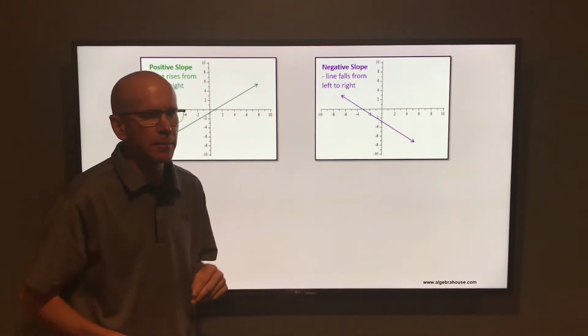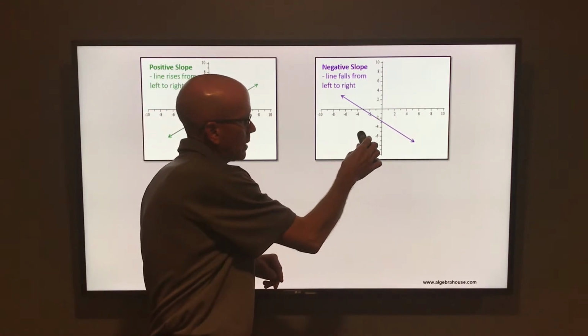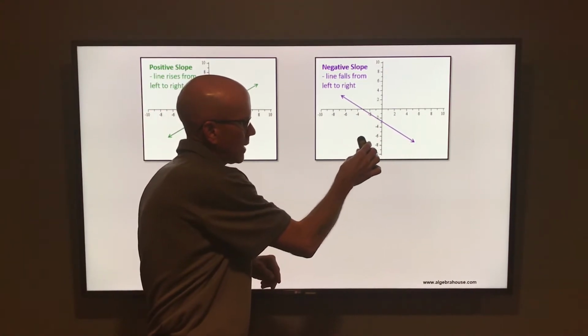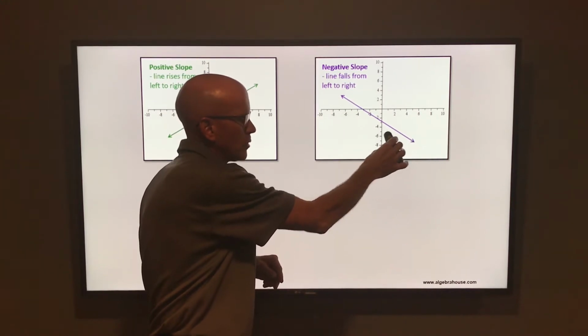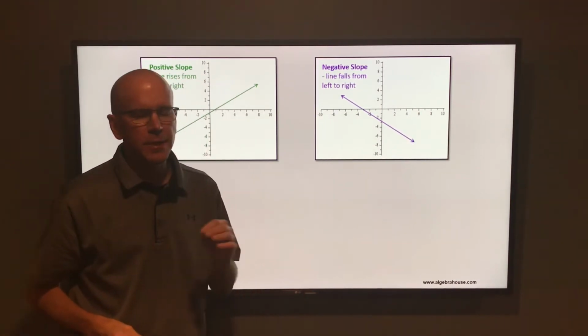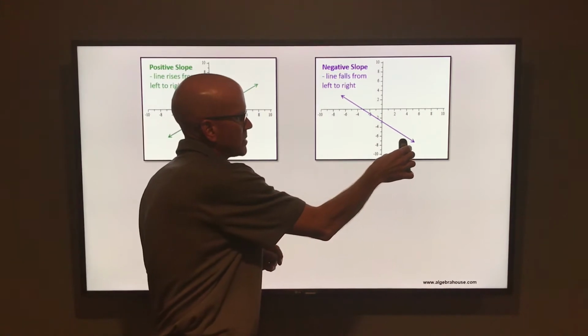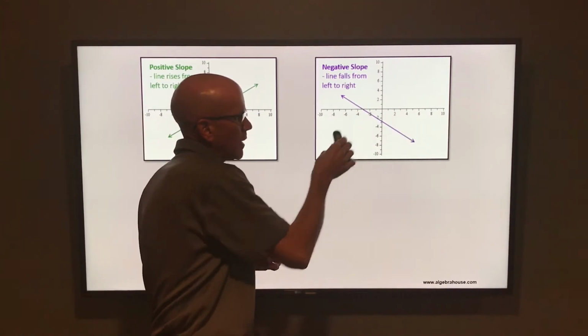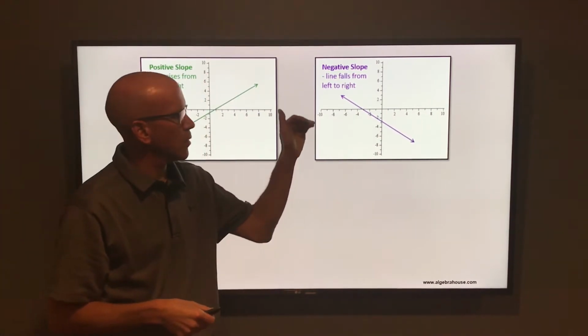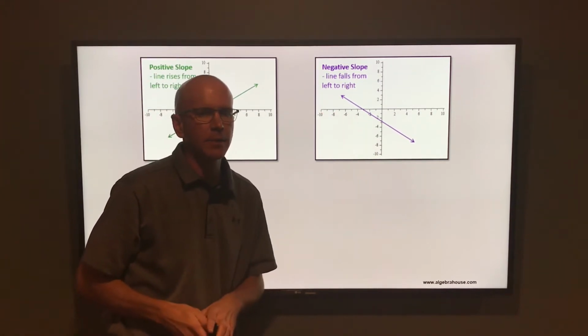There's two ways to think about that. Either you go down into the right, so the rise would be negative, you go down, the run's positive, you go up, or go to the right. Or you can think about that as the rise being positive, you go up, the run being negative, you go to the left. Either way, it's a negative slope. The line will slant down into the right.